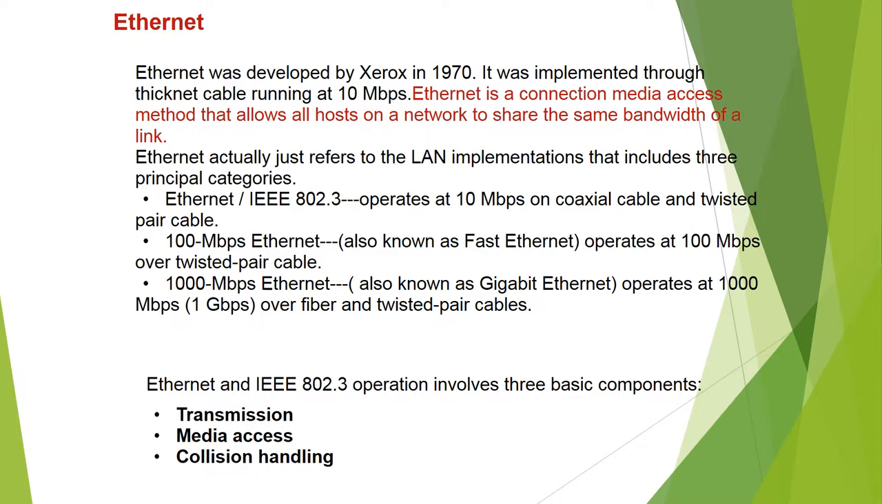Next, 100 Mbps Ethernet, also known as Fast Ethernet, operates at 100 Mbps over twisted pair cable. 1000 Mbps Ethernet, also known as Gigabit Ethernet, operates at 1000 Mbps or 1 Gbps over fiber and twisted pair cable. Ethernet and IEEE 802.3 operation involve three basic components: transmission medium, access, and collision handling.